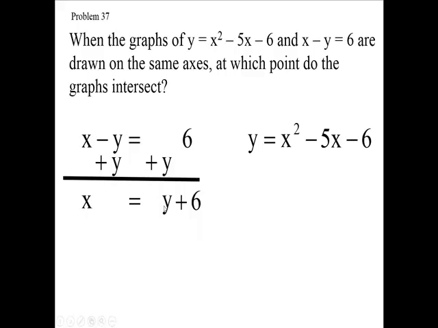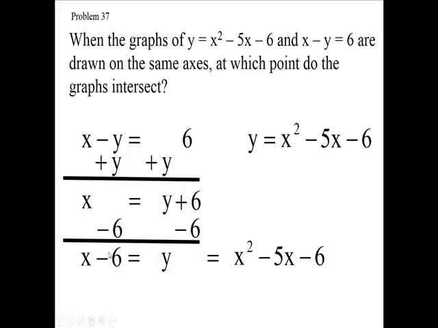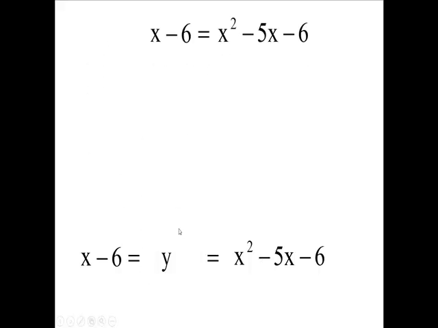Now I'm trying to solve this for y, so next I'm going to subtract 6 from here and from here. Draw a line and subtract 6 so that x minus 6 equals y. So we've solved this equation for y, and we already know y equals x squared minus 5x minus 6. So y is the same in both of these equations now. If I copy this up here, I don't have to write the y. So x minus 6 equals y, which equals x squared minus 5x minus 6.